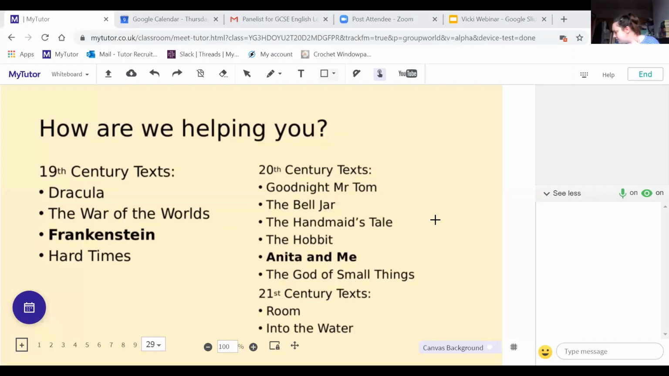What else have I done it for? Frankenstein and Dracula, I think. I've found texts on YouTube being read by someone. So have a little look on YouTube and see if there's any audiobooks on there. There usually are for definitely the older texts. So that's probably a good place to look. Apart from that, I don't know.